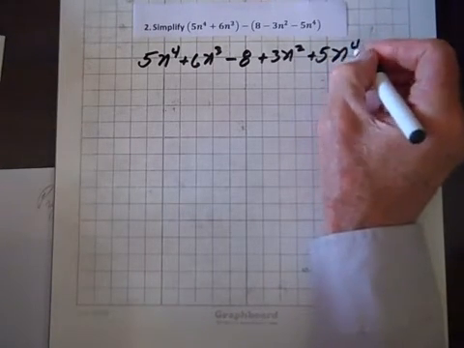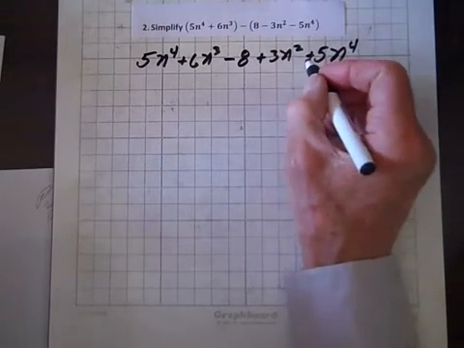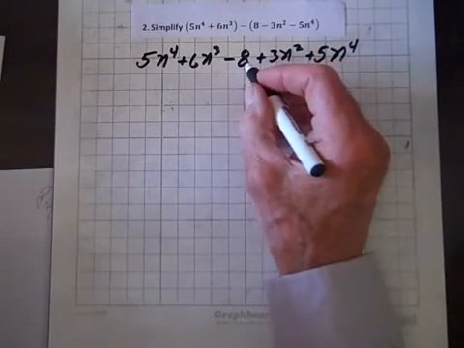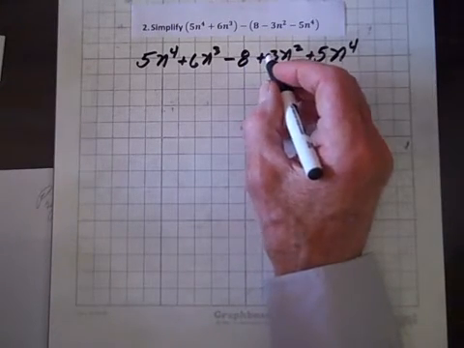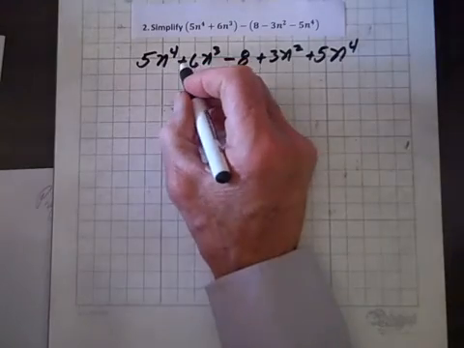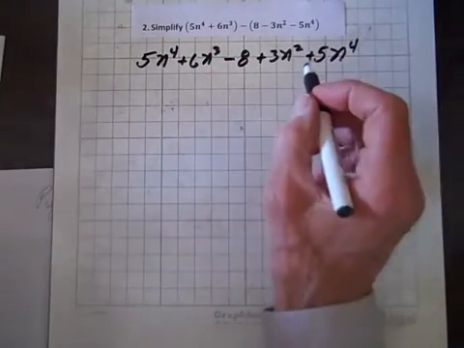Now I want to point something out. You only have one sign between terms, correct? We're not going to write down plus plus or plus negative or any of that business. One sign between terms. Only, no more.